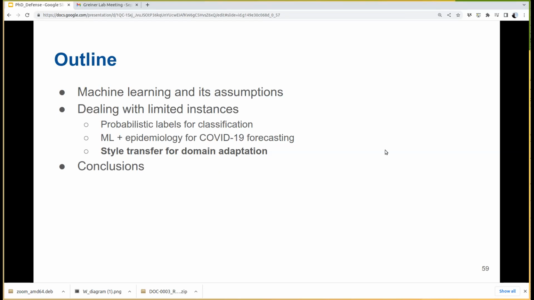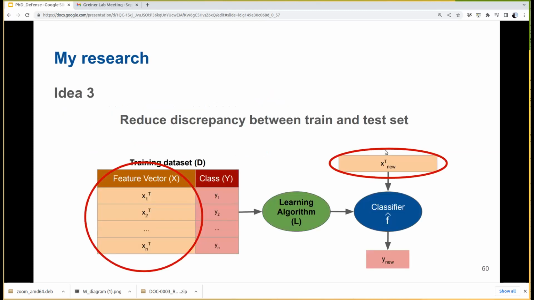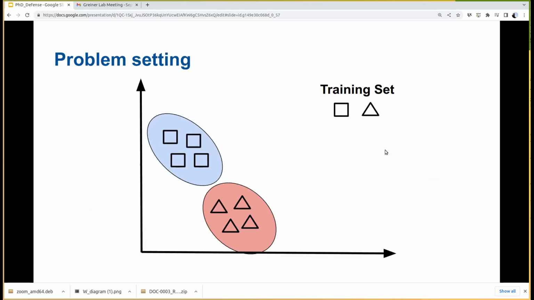The last idea that I want to talk about today is style transfer for domain adaptation. This goes into the input vectors, the discrepancy between the training and the test set. And the idea is to reduce this discrepancy. So let me say what is the problem setting here.